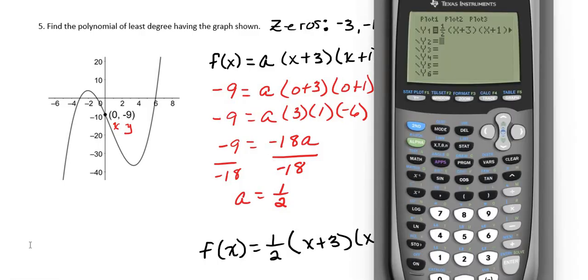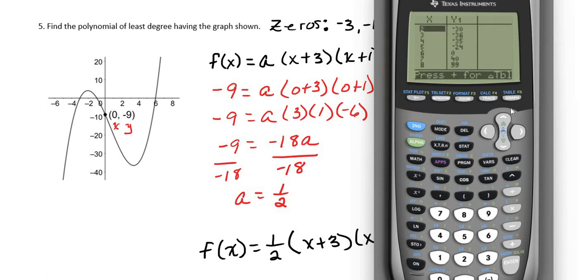Now to check it, to be sure that I have the right answer, I've entered my equation into my graphing calculator. I've set my y minimums and maximums to correspond with my graph. So looking at my graph, it looks like it's about the correct shape. And then I can look at my table to see that I have the point (0, -9) in my table, just like it is in my graph in the problem that I originally started with.